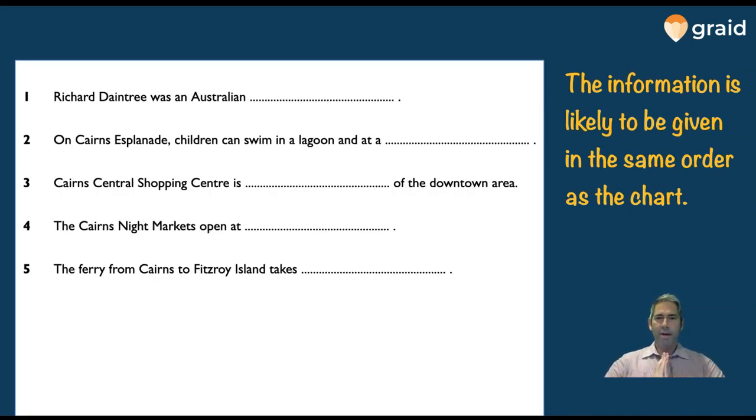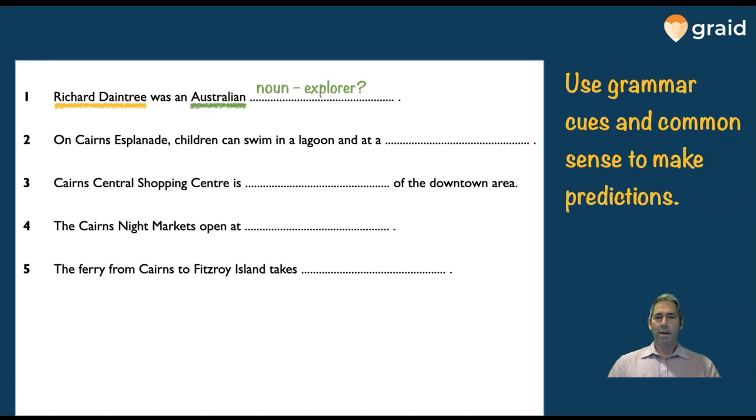So we can also tell that hopefully the information will be given in the same order as the chart because it is a monologue. What we should do is just make common sense predictions. And in this case, because it is complete the blanks or fill in the blanks, we can also use some grammar cues. For example, Richard Daintree, that's what we're going to listen out for, that's the cue, but it says Richard Daintree was an Australian, so I think perhaps, well, absolutely there'll be a noun following that, but perhaps he was an explorer. You might have general knowledge about Australia, maybe you know who he is. Anyway, just definitely make as many predictions as you can in the short time that you're given.